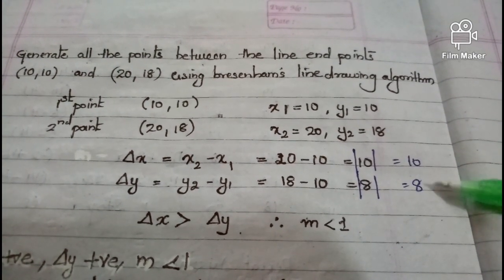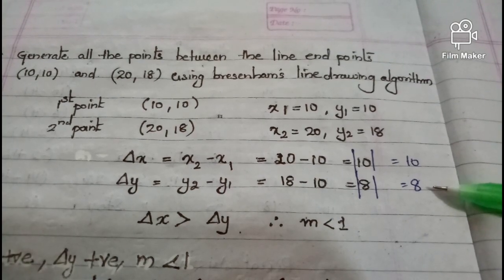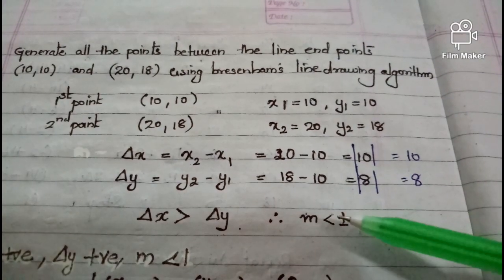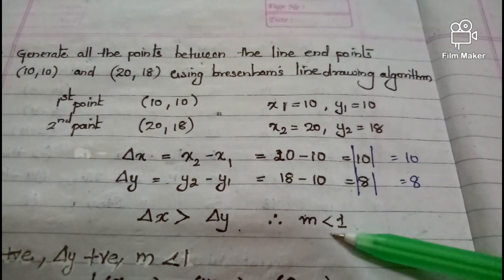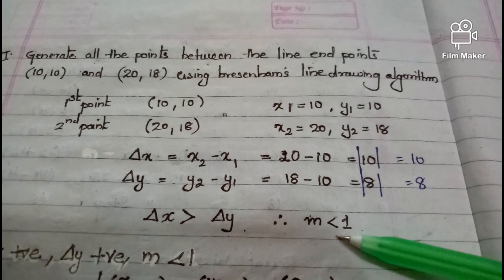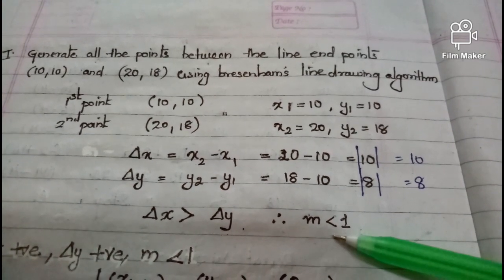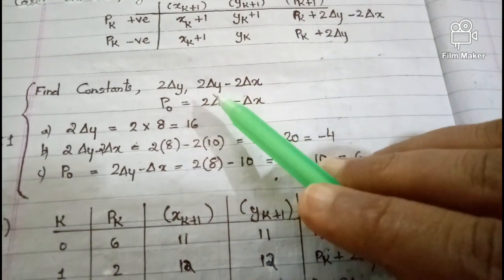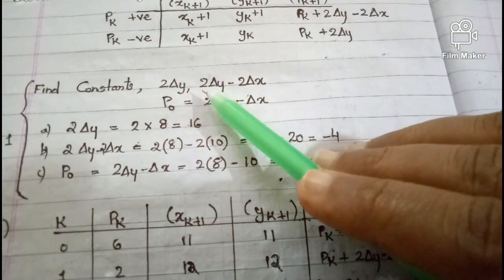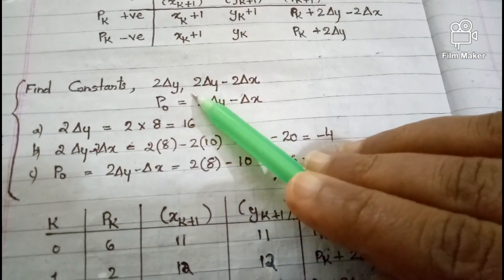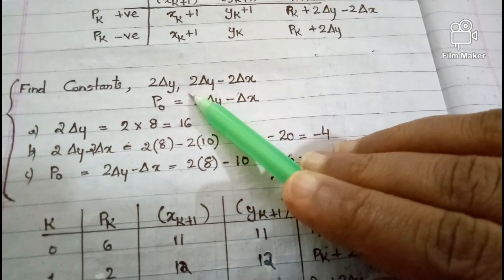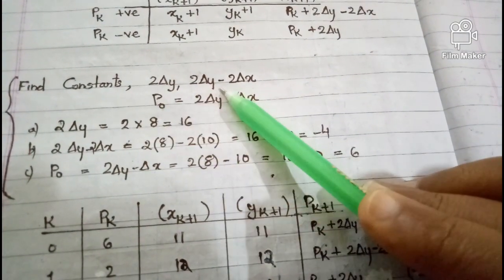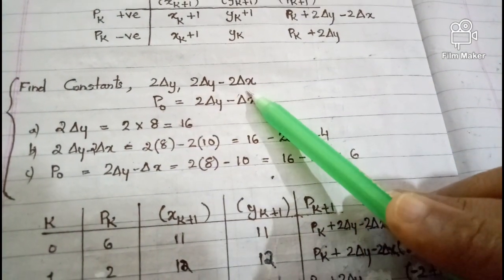From this it is clear that delta x is greater than delta y. And since delta x is greater than delta y, it is a clear-cut case of a line with slope less than 1. So you have identified the case. Since the case is identified, it is clear that you have to use the algorithm for the line with slope less than 1. And according to that algorithm, you have to find the constants 2 delta y and 2 delta y minus 2 delta x.